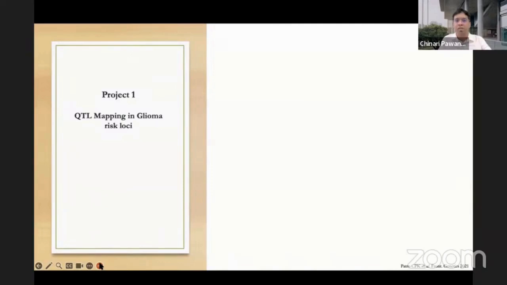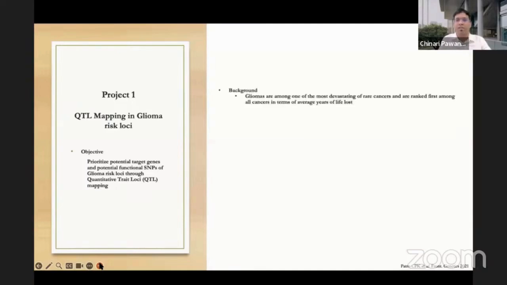This is a paper that I did during my postdoc at the University of Southern California. It's published in Frontiers in Genetics in 2021. So the main objective of this project was to prioritize potential target genes and functional SNPs of glioma risk loci through QTL mapping, basically quantitative trait loci mapping. So let me give a background.